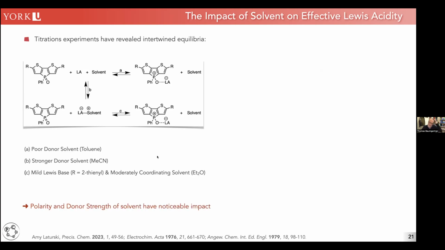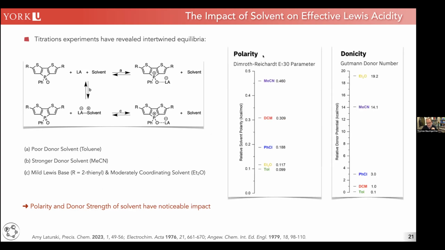And what we found is that the polarity and the donor strength of the solvent have a noticeable impact on these equilibria. The problem here, though, is that polarity and donor strength are not features that work in the same direction. You can see that here. I'm just going to highlight diethyl ether, which is fairly non-polar in the large scale of things, but it has a very strong donicity, or donor number. So it's weakly polar but strongly donating. And again, acetonitrile is a strongly polar but also strongly donating solvent.